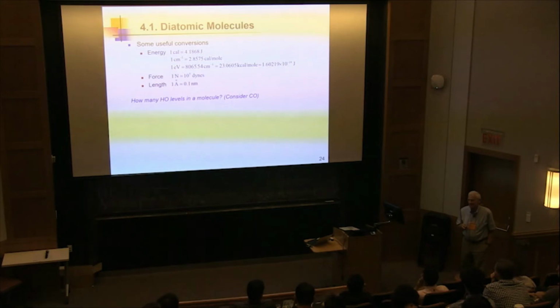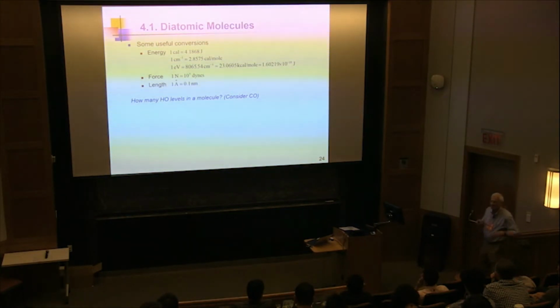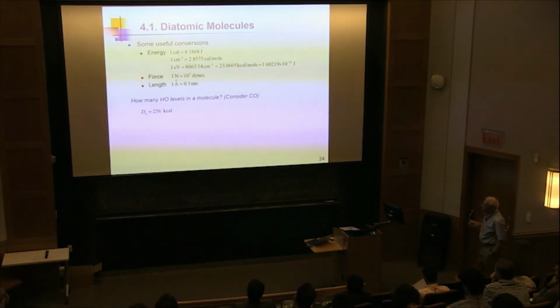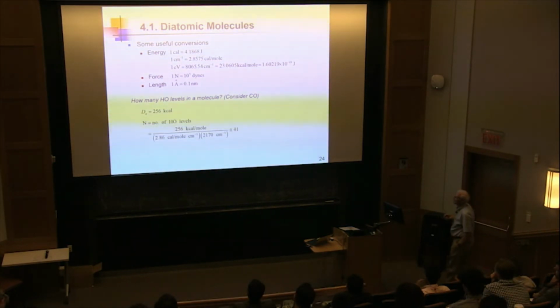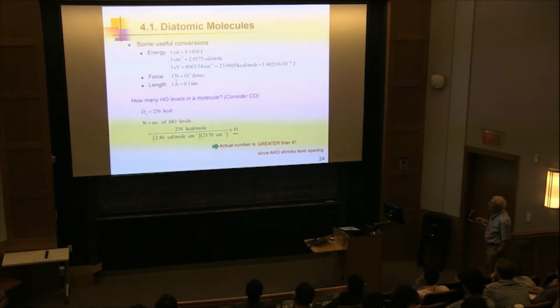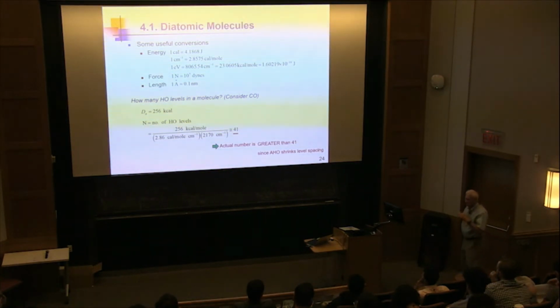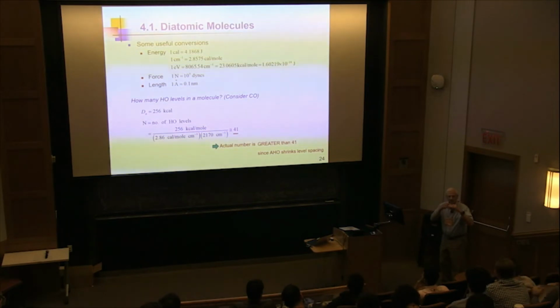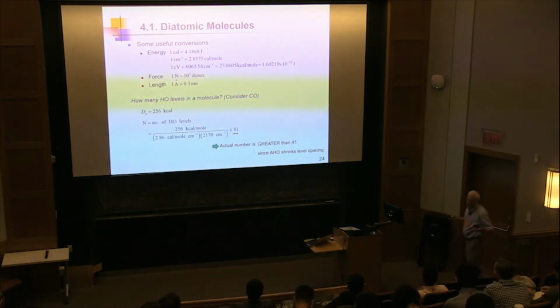50. How would you get it? You take the dissociation energy, divide by the energy level spacing for vibration, and you get the average number of harmonic oscillator levels. The dissociation energy is 256 kcals, and if you did this with our 2170 here, you get a number of 41. But the number is actually greater than 41 because as you go up, the levels get closer and closer together.